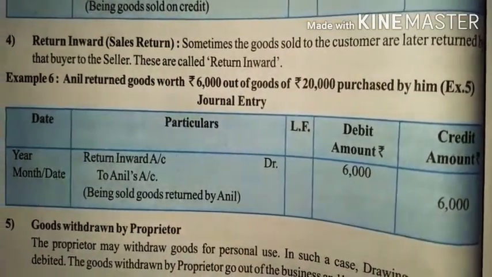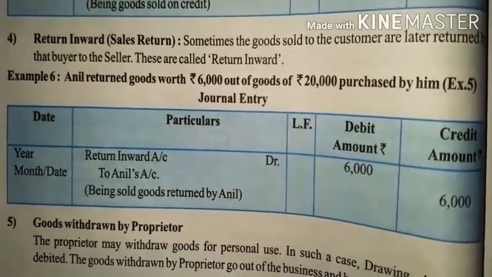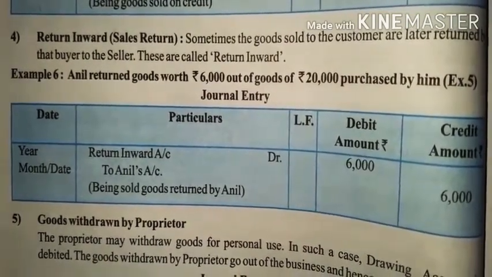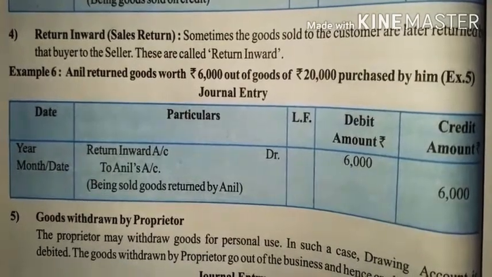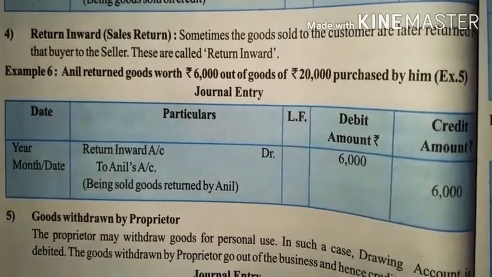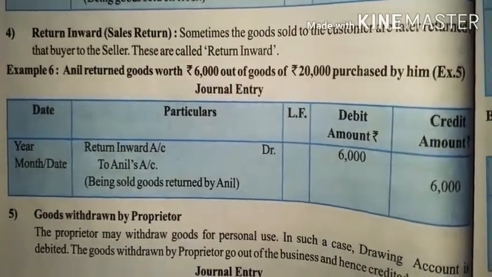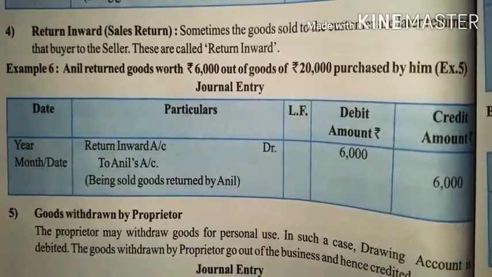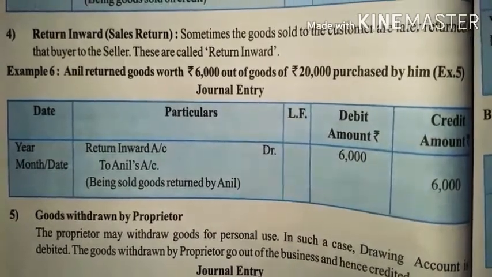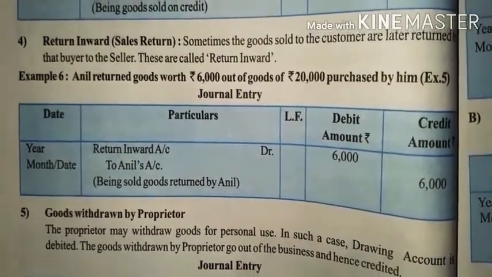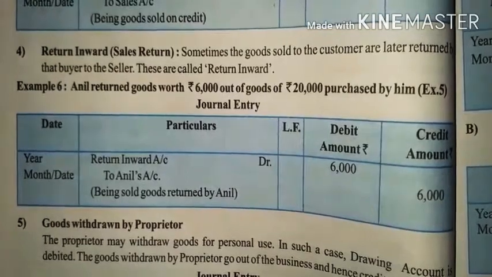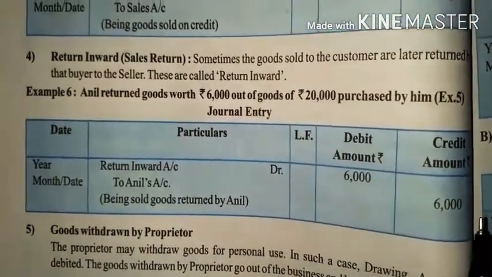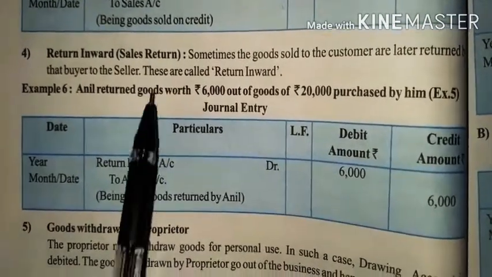As I already told you, if you have sold goods to a buyer and the buyer returned the goods to you due to some default, that is called a sales return or a return inward. It is the opposite of purchase return. In purchase return you have to think from the point of view of a buyer, and in sales return you have to think from the point of view of a seller. So this is a sales transaction. We will see how this works in a journal.